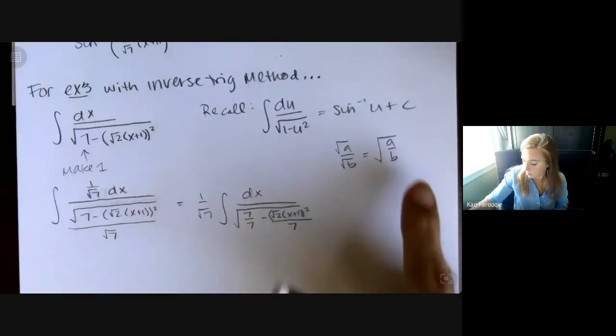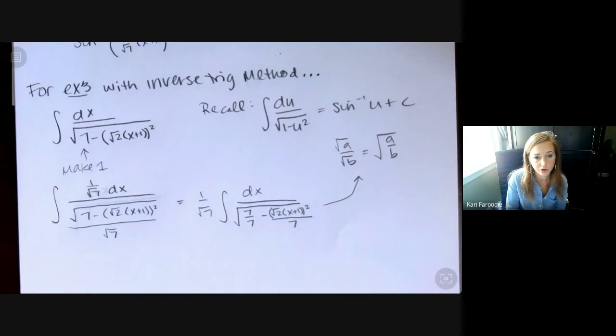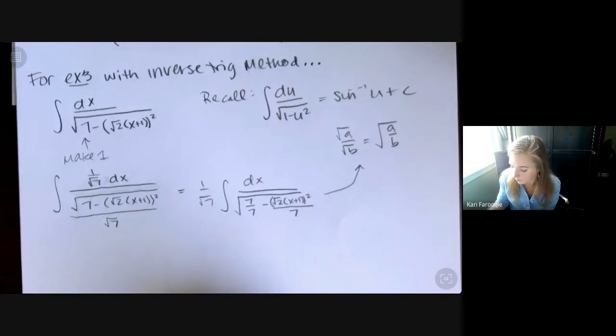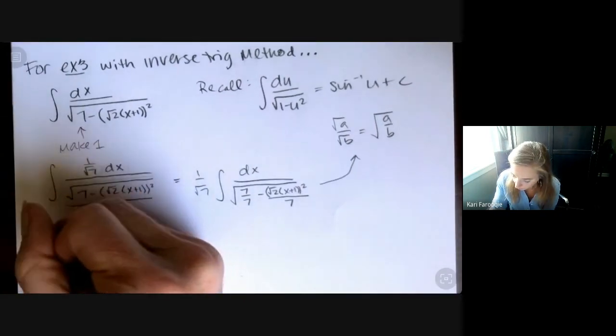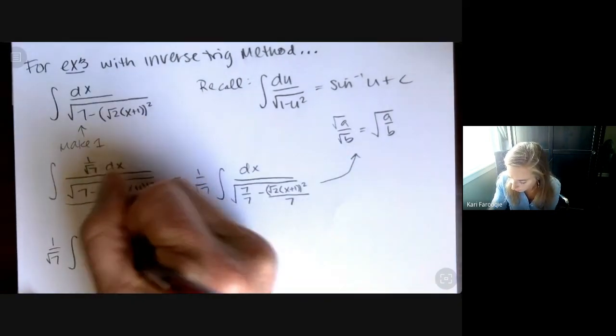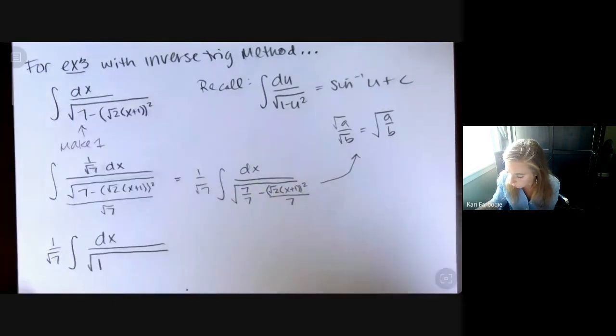So just using this rule from algebra, instead of dividing by the square root of 7, just putting that 7 combining it as one fraction in the radicand. And that's going to help us make this a 1. So you're going to have 1 over the square root of 7 times the integral of dx divided by the square root of 1. That's what you were looking for.